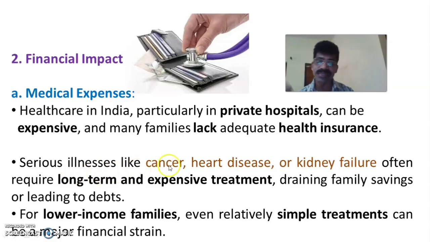Whereas serious illnesses like cancer, heart diseases, kidney failure or chronic kidney diseases often require long-term care and expensive treatment. For example, dialysis will be very expensive for the patient, and it is long-term. They have to get the treatment for a prolonged period. That all will drain the family savings.